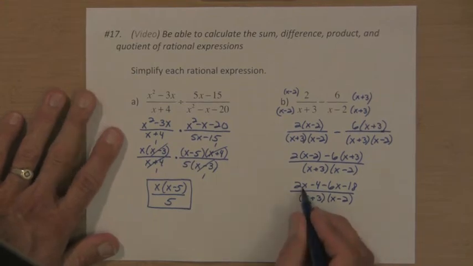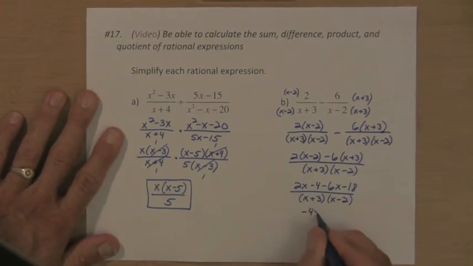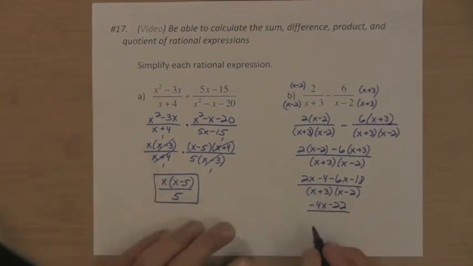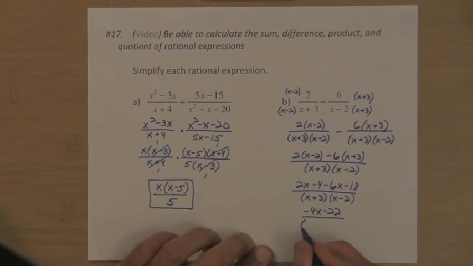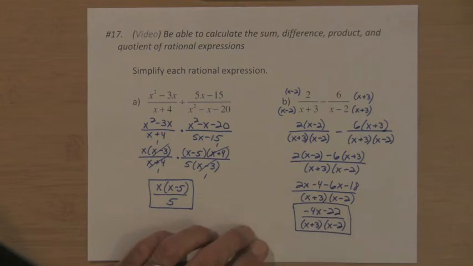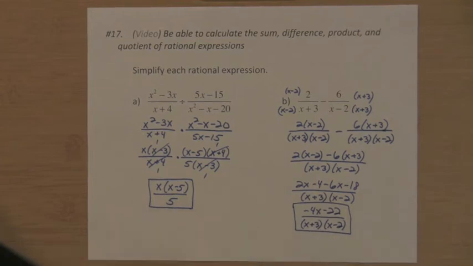The top of that fraction, 2x minus 6x, is minus 4x. And minus 4 and minus 18 is minus 22. So that's the numerator over my common denominator of x plus 3, x minus 2. And that's it. So I got a common denominator. I simplified the numerators over that common denominator. That's the solution.